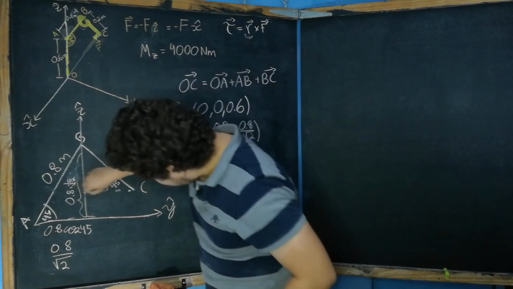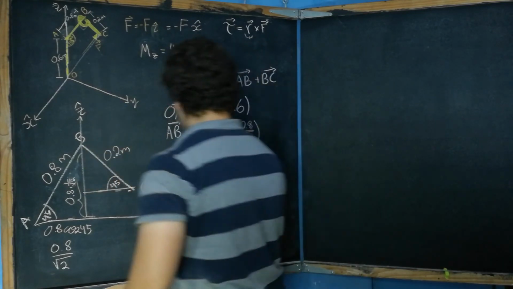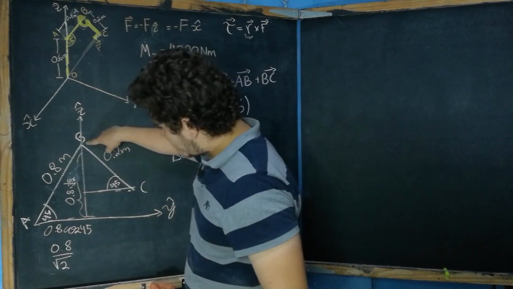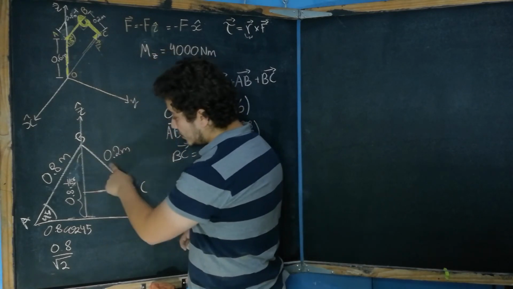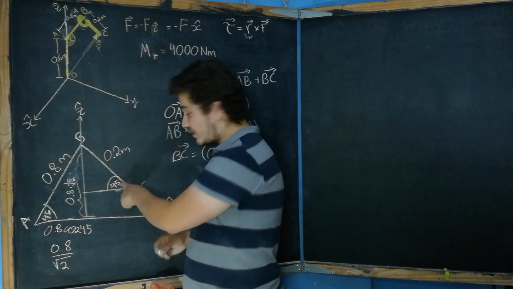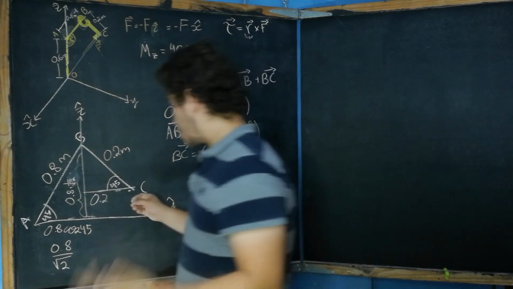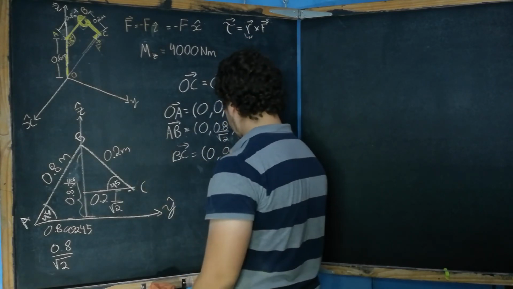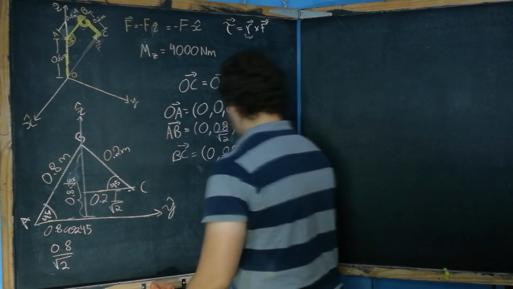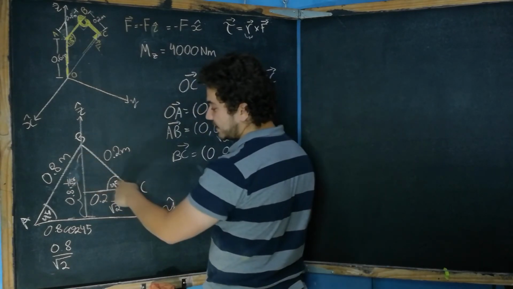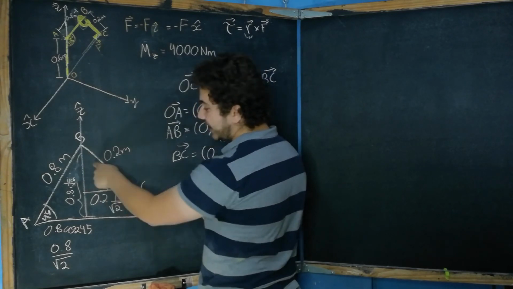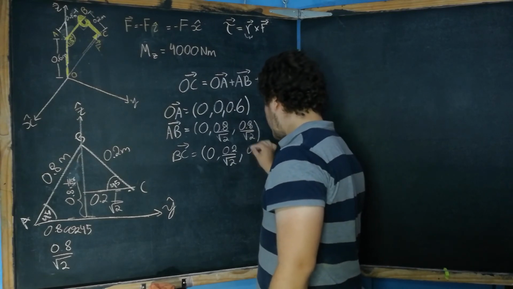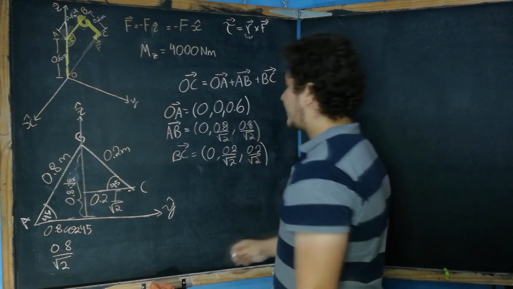Now we do exactly the same for the BC vector, and we have 0 in the x component. The adjacent side will be 0.2 times cosine of 45 degrees, which is 1 divided by the square root of 2, in the positive y direction, so 0.2 divided by the square root of 2. Now we do the same for the vertical. It will be the opposite side, 0.2 times sine of 45, and sine of 45 is also 1 divided by the square root of 2, so 0.2 divided by the square root of 2. This will be the vector BC.